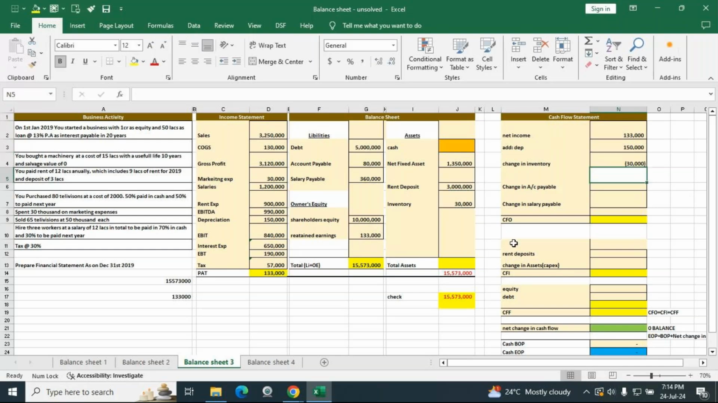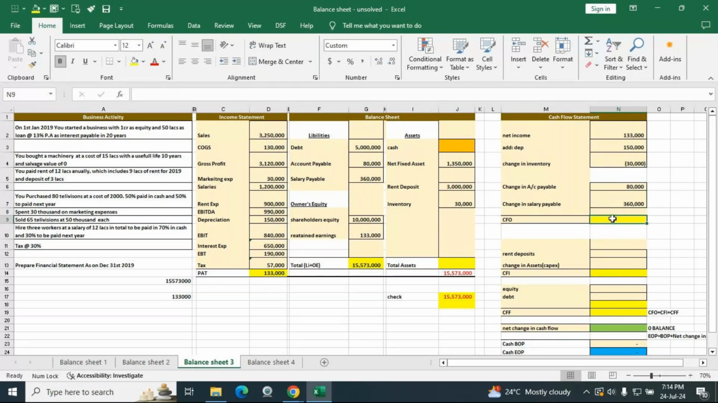Okay. So then I have to see my accounts payable. So accounts payable how much? So I am supposed to pay 80,000. So equals 80,000. And change in salary payable. So salary I am supposed to pay, that is 3,60,000 equals 3,60,000. So now I have taken this.